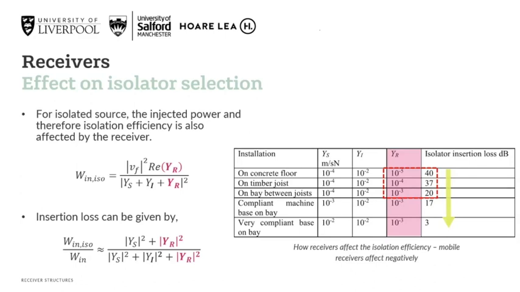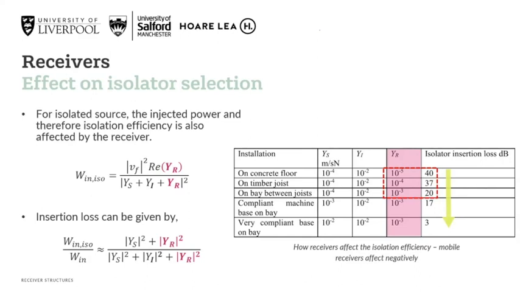So the concrete floor has the lowest mobility, and in between the joists, you have the highest mobility. And you can see as you move away from that rigid base approximation, going from the concrete floor to the bay between joists, the isolator insertion loss that you see starts to decrease. It's because your receiver is now becoming more mobile, and in a way you're not getting your isolation efficiency.